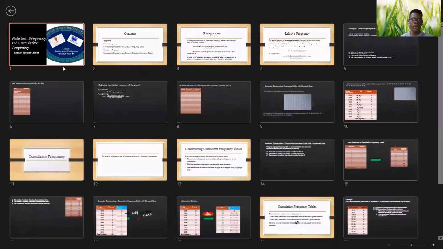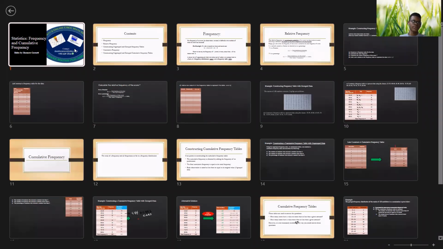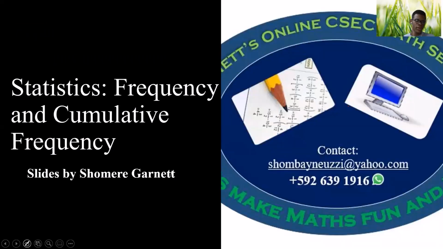All right, so coming back from the break, we're moving on to another topic in another section of the syllabus. And that topic is frequency and cumulative frequency. They go hand in hand. And the section of the syllabus is statistics, right?